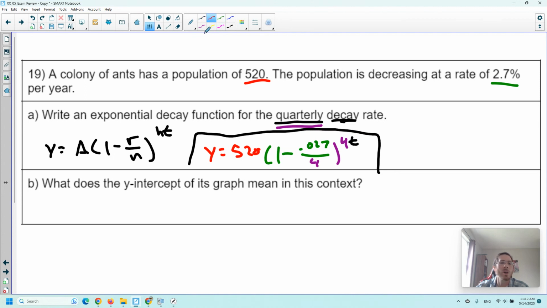Part B says, what's the y-intercept in context? So the y-intercept is the 520. So in context, that means we start with 520. And in context, that would be ants, because our problem deals with ants. So that's what we got. Again, graphing calculator, not too helpful on that one. That's what we got for 19.